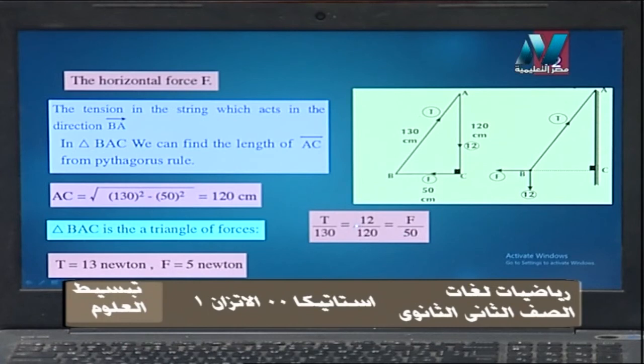How? If we multiply 12 by 130 here, cross multiplication, divided by 120, you will get T equals 13. And for F, you must multiply 50 by 12 divided by 120, then the answer will be 5 Newton.